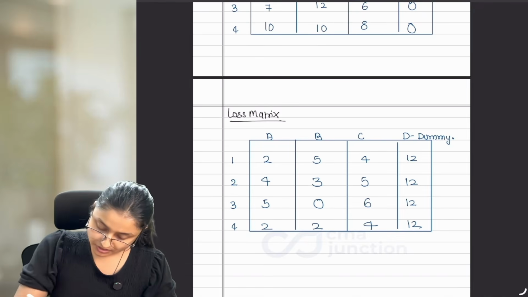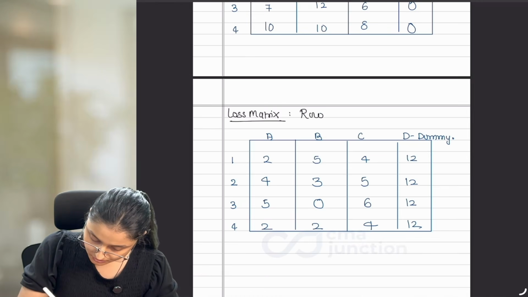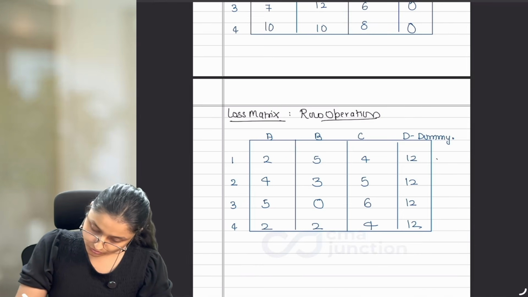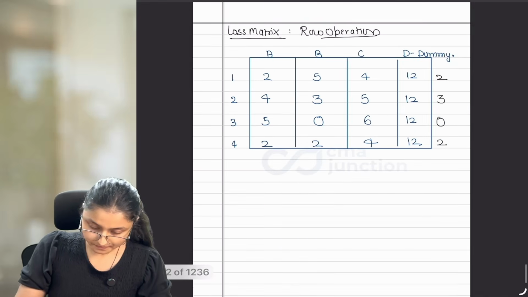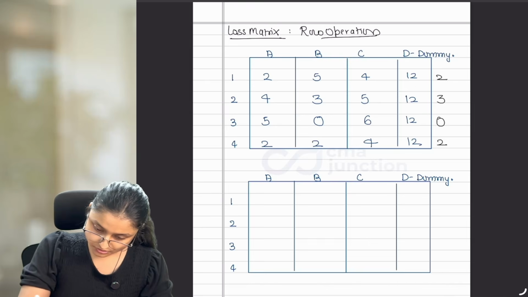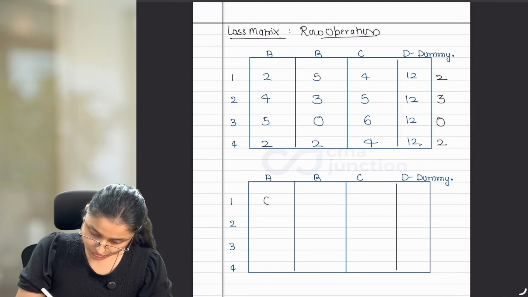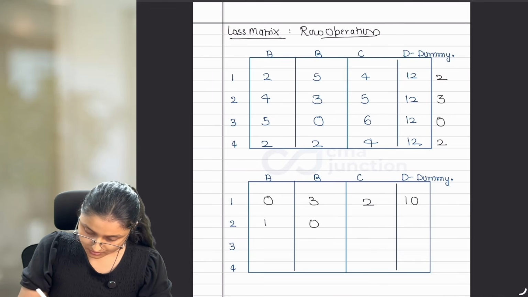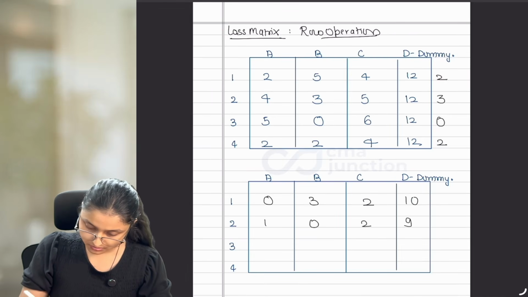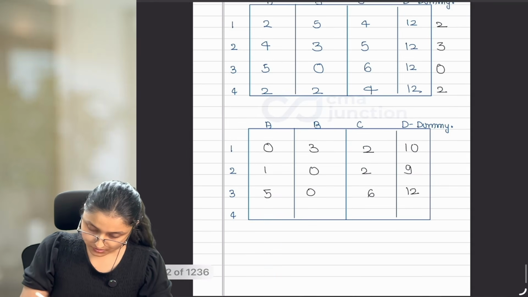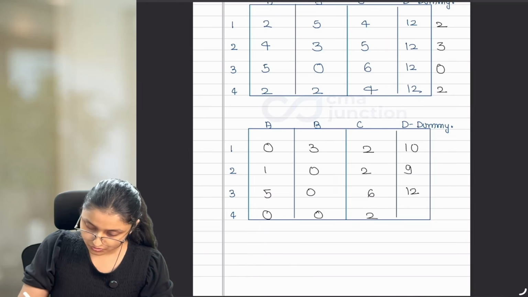After making your loss matrix, you have the simple steps. The first one is row operation. In this, find out the lowest value from all the rows. Now reduce it to get your next table. 2 minus 2, 0, 5 minus 2, 3, 4 minus 2, 2, 12 minus 2, 10. Then 1, 0, 2, 9, 5, 0, 6, 12. Then 0, 0, 2, 10.